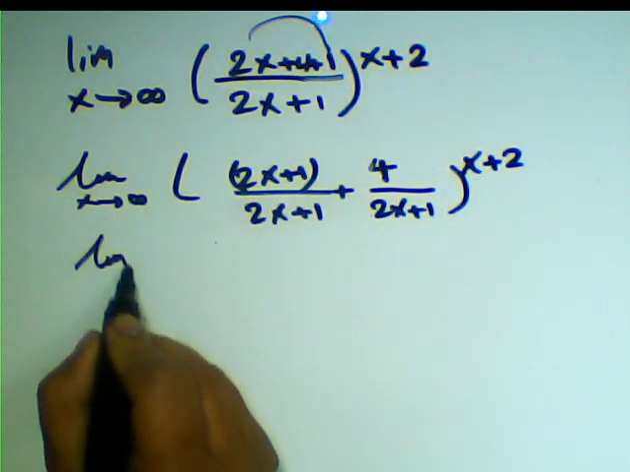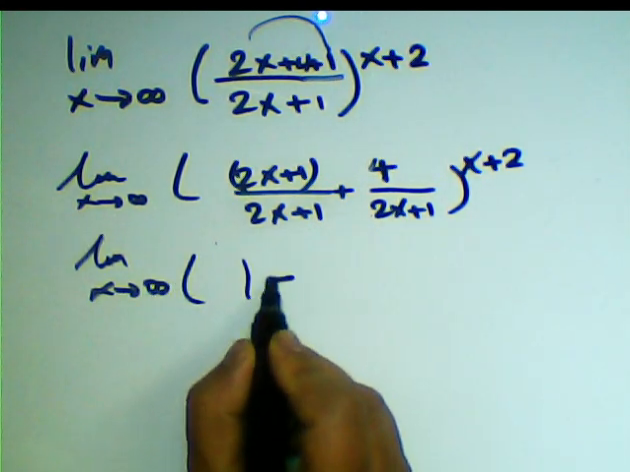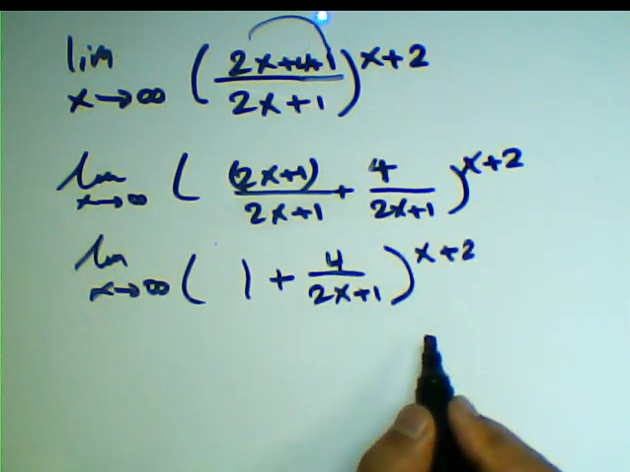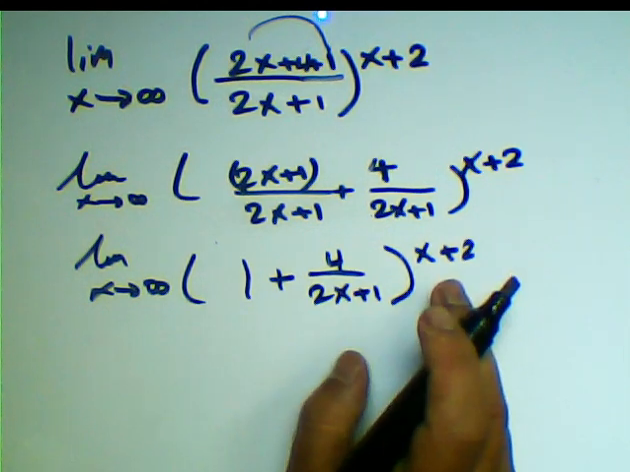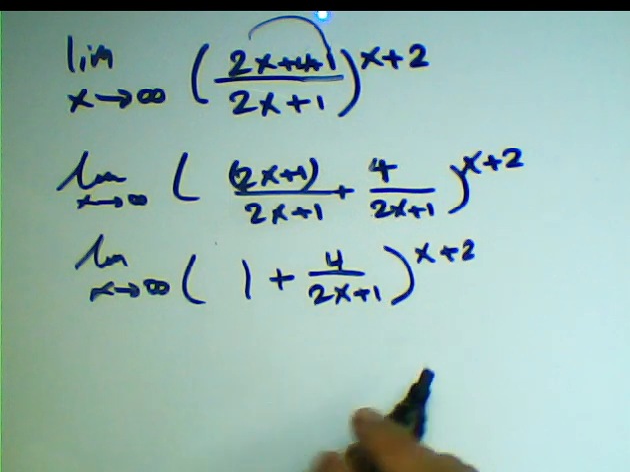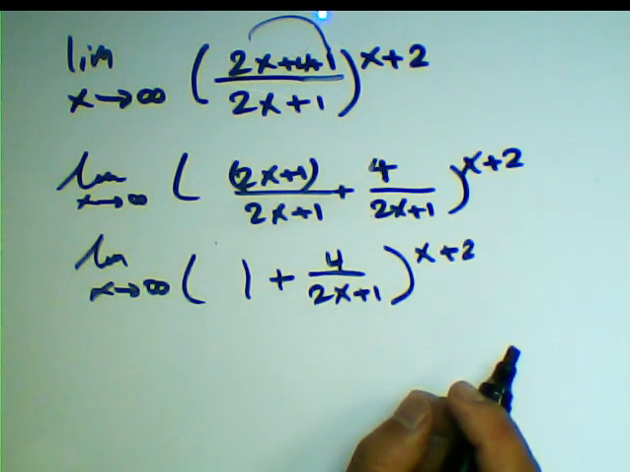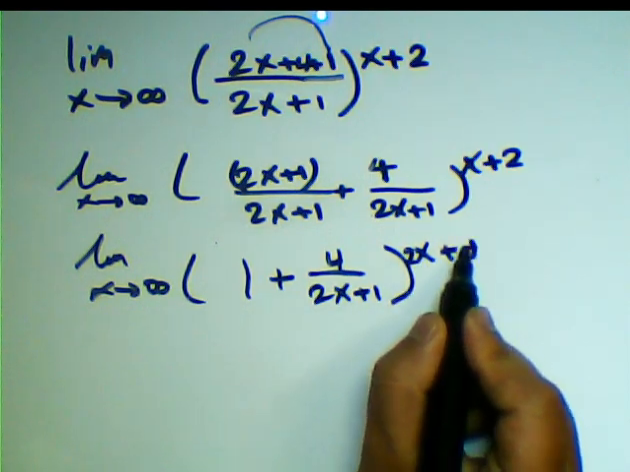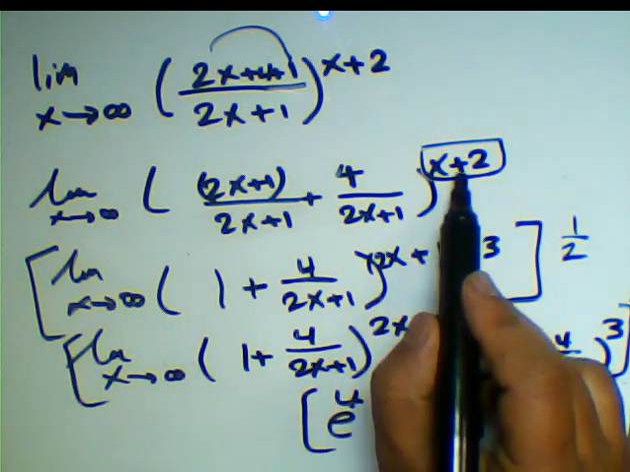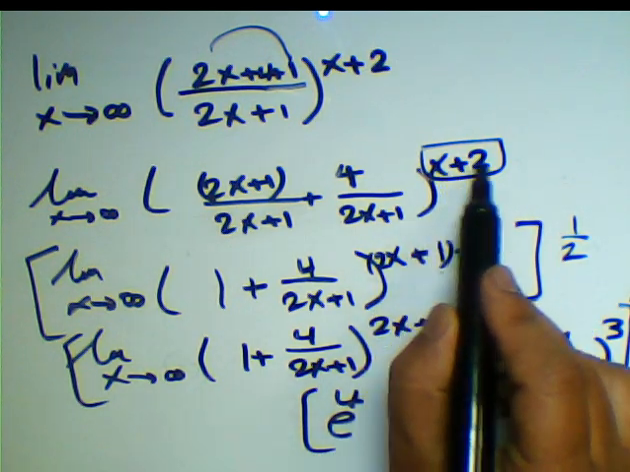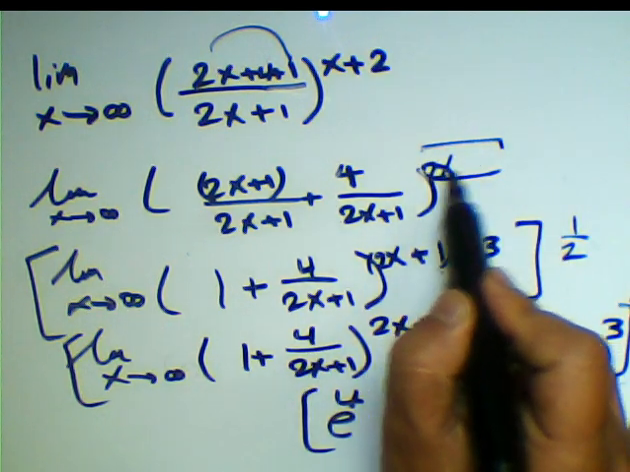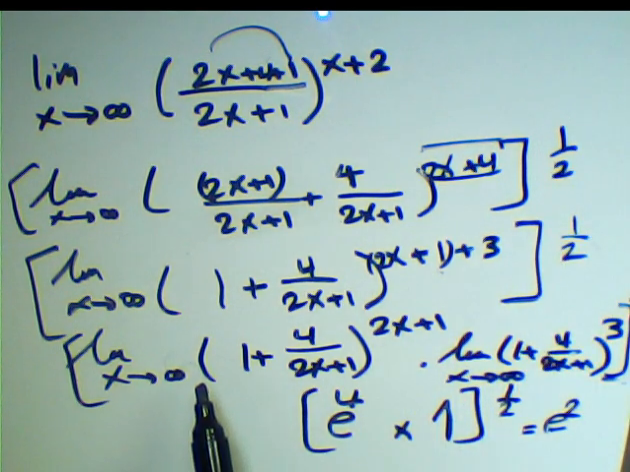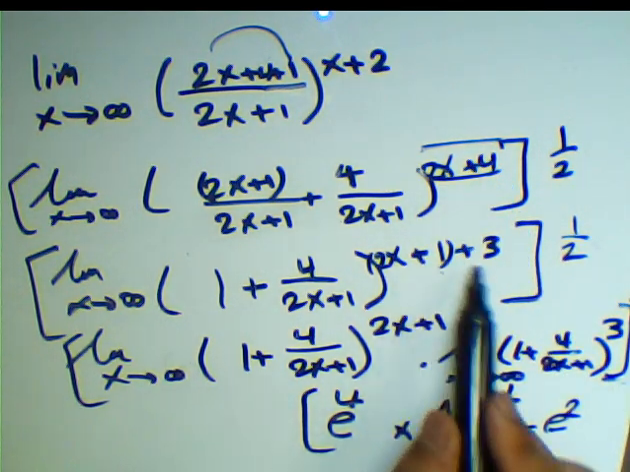The result will be the limit as x approaches infinity of (1 plus 4 over 2x plus 1) all to the power x plus 2. The exponent must be made equal to the base here. So can you tell me the result? We multiply by 2: 2 times x is 2x, 2 times 2 is 4, so 2x plus 4, divided by 2. Then 2x plus 4 we write as 2x plus 1 plus 3.